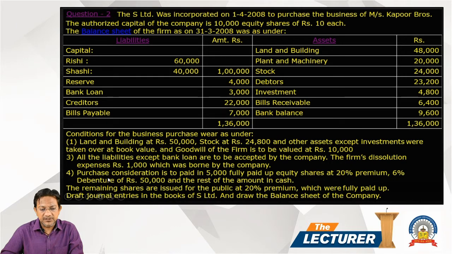Now the purchase consideration discharge. The purchase consideration is to be paid in 5,000 fully paid equity shares at 20% premium, 6% debenture of 50,000, and the rest amount in cash. So the purchase consideration will be paid in 5,000 equity shares at 20% premium, 50,000 value of debenture, and the rest of the amount in cash.